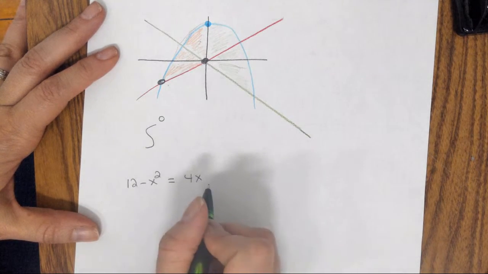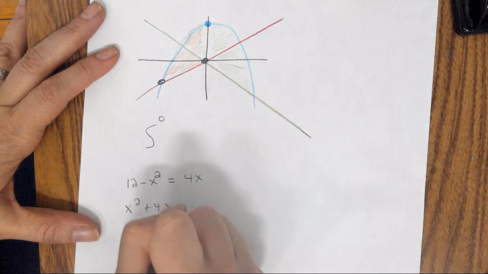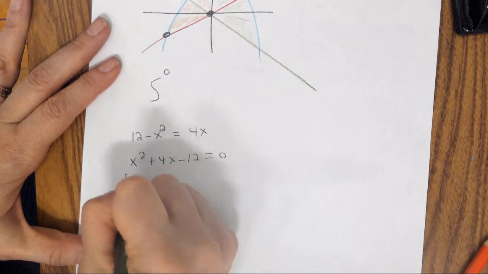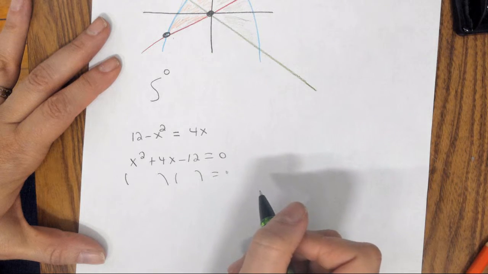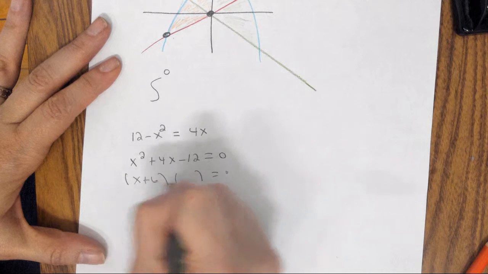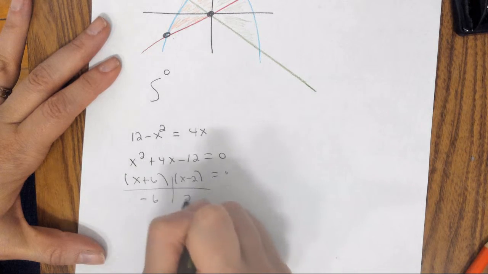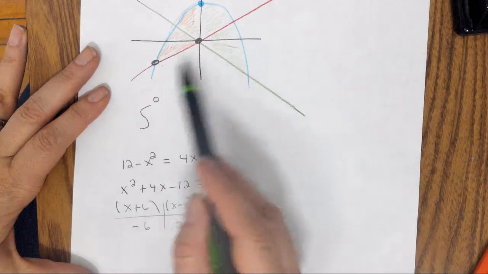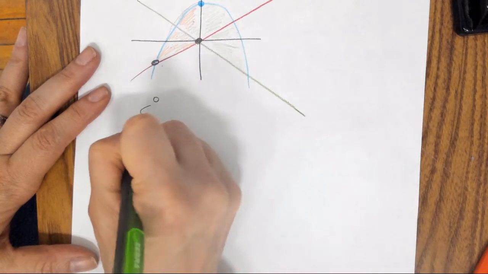And so if I add x squared to the other side, I have x squared plus 4x minus 12 equals 0. And then I'll go ahead and factor that. And I know this 6 times 2, so x plus 6, x minus 2. So I get negative 6, positive 2. So this must be my negative 6. Positive 2 must be on the other side. So this is negative 6.